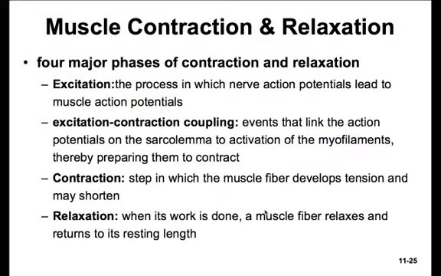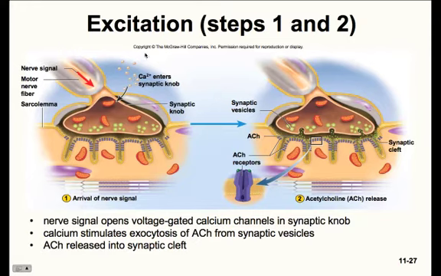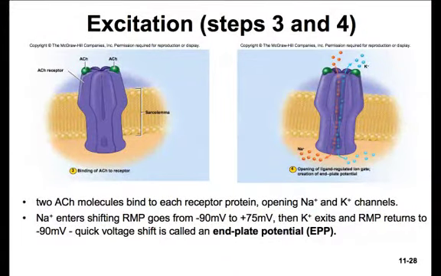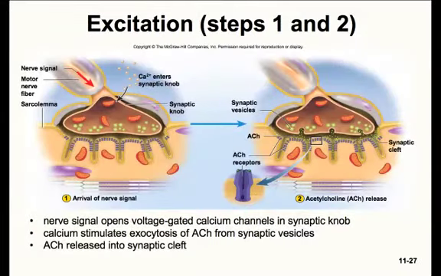First of all, the nerve signal is going to open the voltage-gated calcium channels in the synaptic knob. Calcium will enter the synaptic knob. Calcium will stimulate exocytosis of the synaptic vesicles, and acetylcholine, these little green dots, will be released into the synaptic cleft.